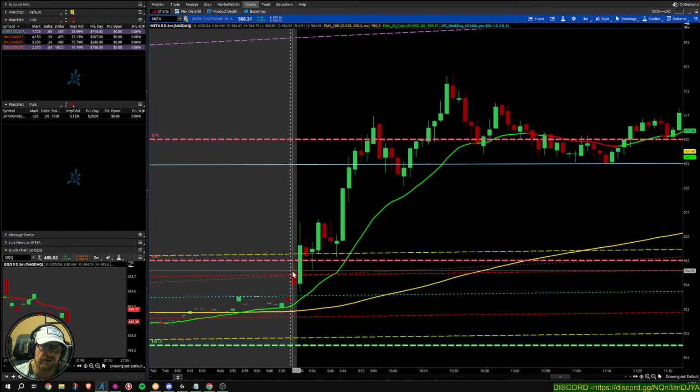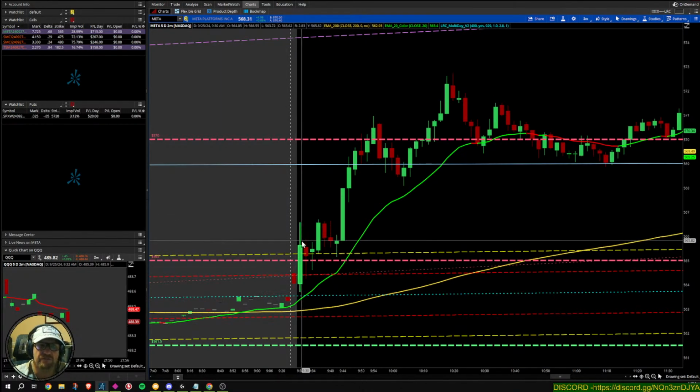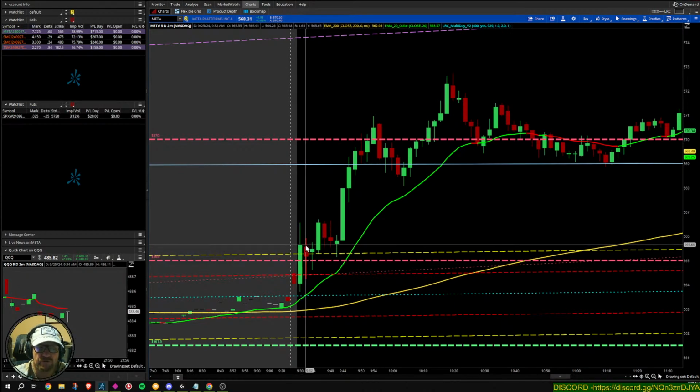Crossing them is even better. You tend to get even better moves. But if I'm pushing off and moving above, if I get a close here, I take the move above this candle, not a close above. I take the move above this close. And I did take this one.